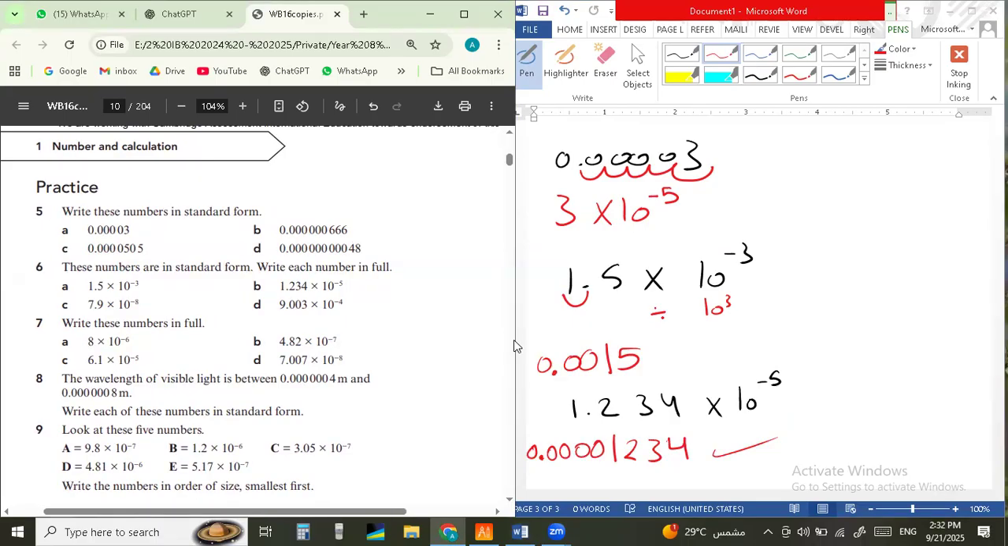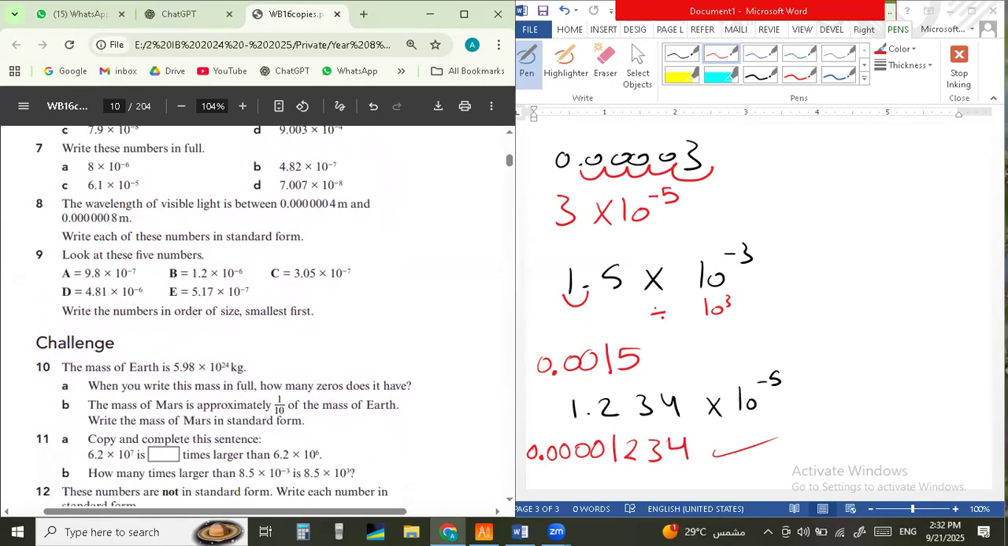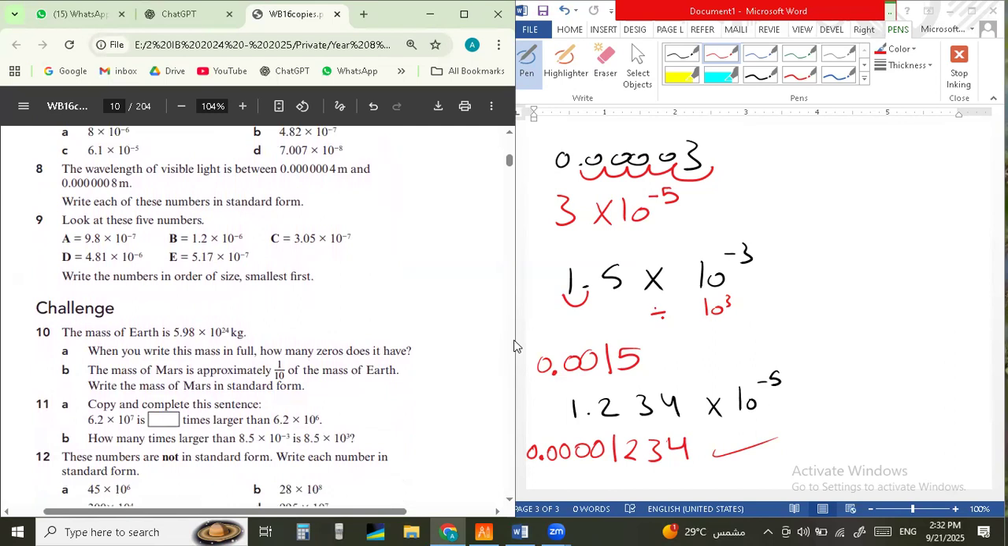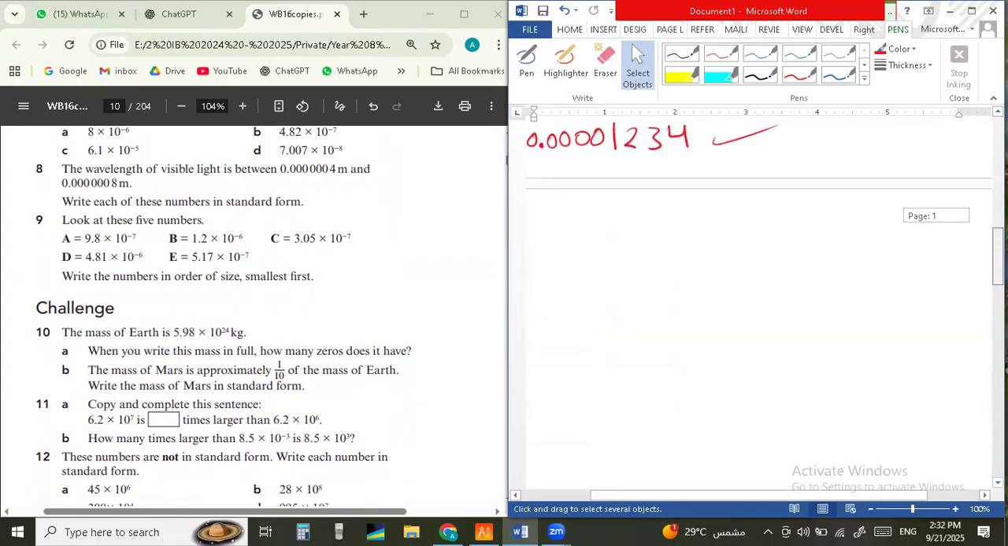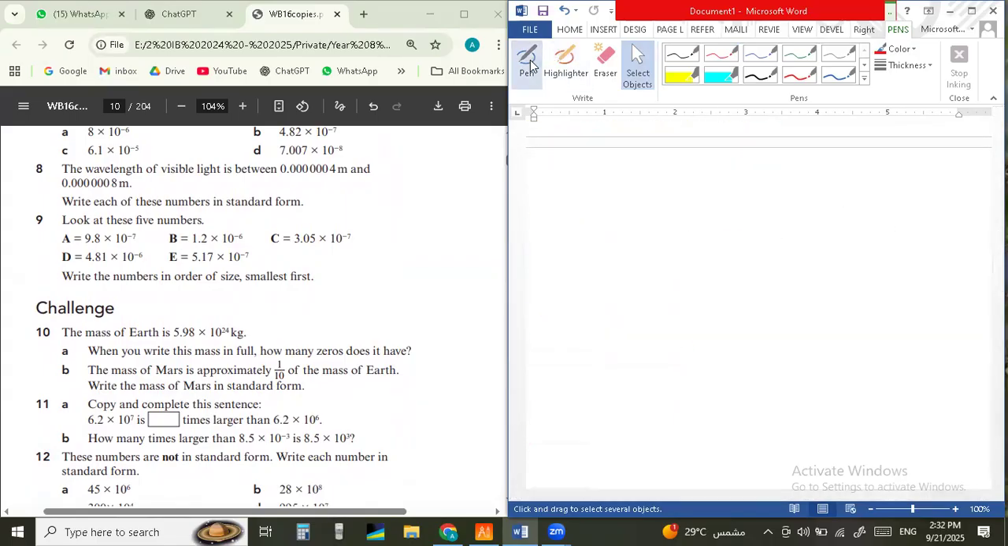Good? All right. So question 7 here says to you, write these numbers also in full, the same thing exactly as in question 6. No difference at all. Question 8 says, the wavelength of visible light is between this and this. Good? Let's just go to another page, a new page. All right.